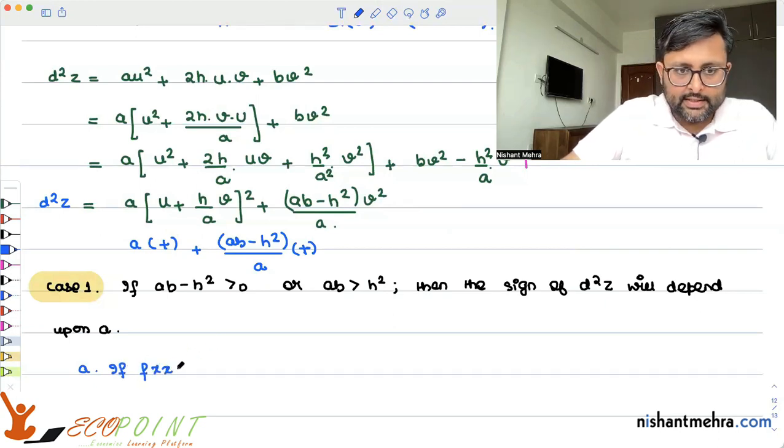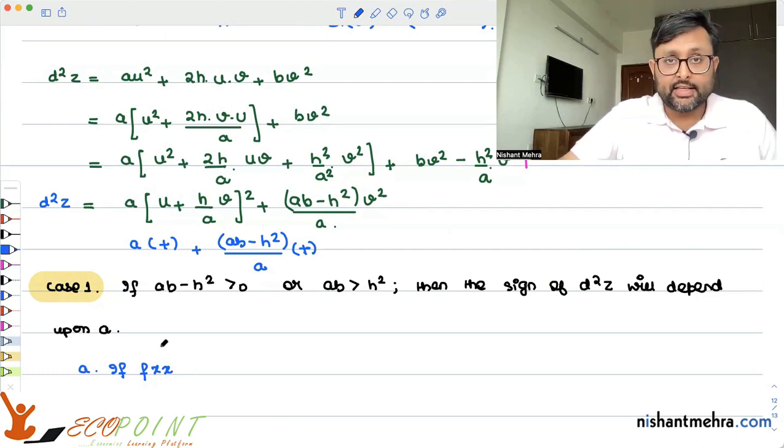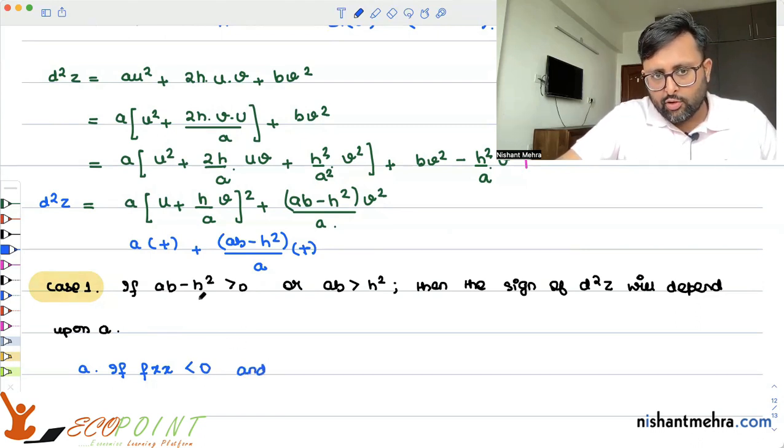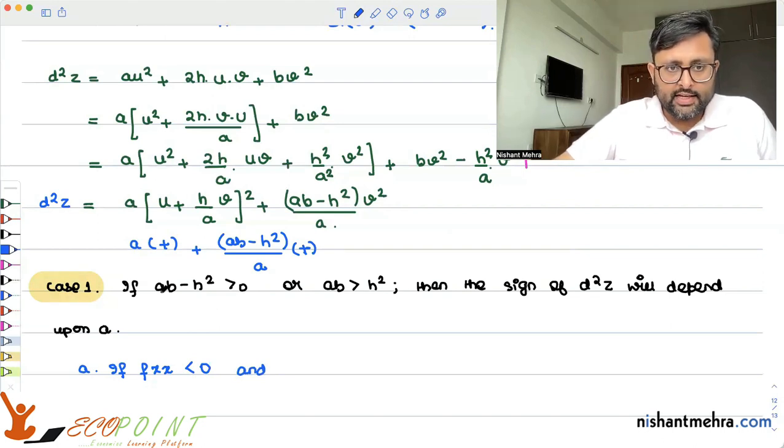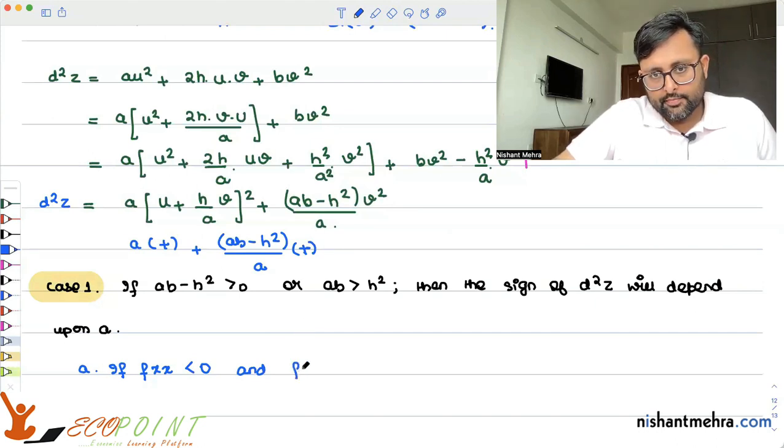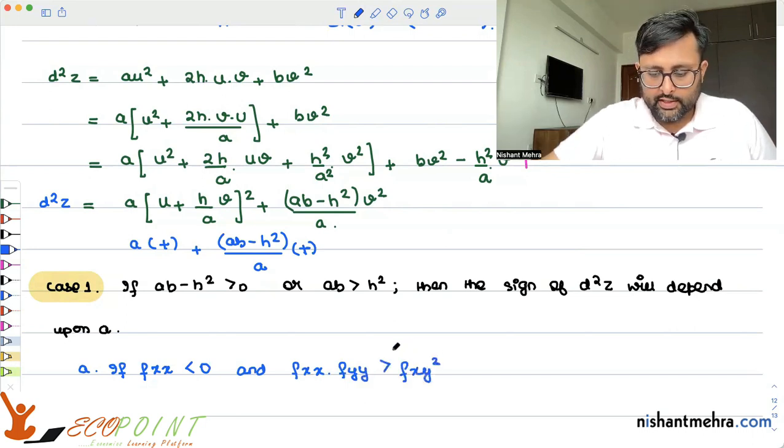So if fxx, what is a? A is fxx. What is b? B is fyy. What is h? H is fxy. So I'm taking up that case first. If a is negative, a is negative means fxx is negative, and this thing is holding, ab minus h square is positive, that is fxx into fyy minus fxy square is positive, and fxx into fyy is greater than fxy square.